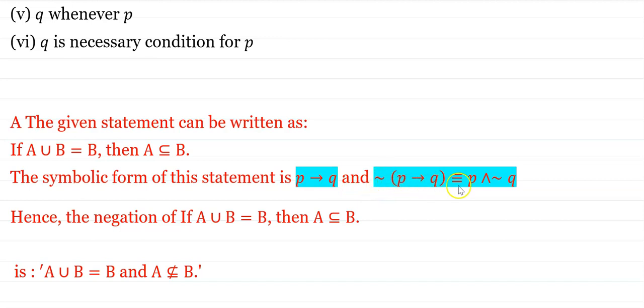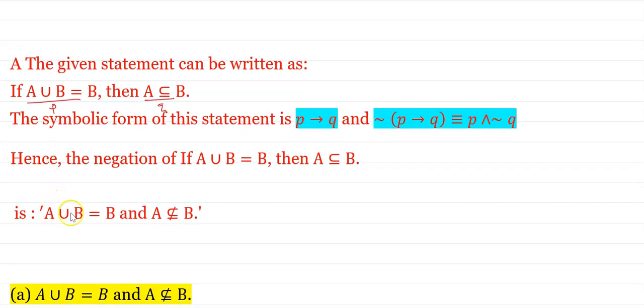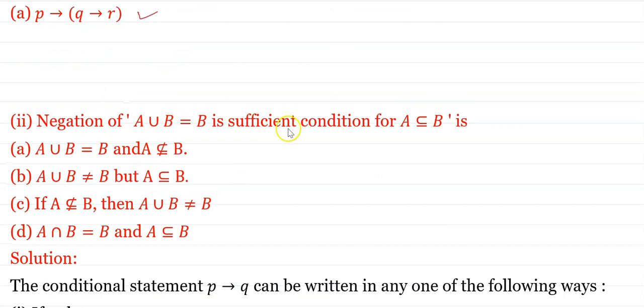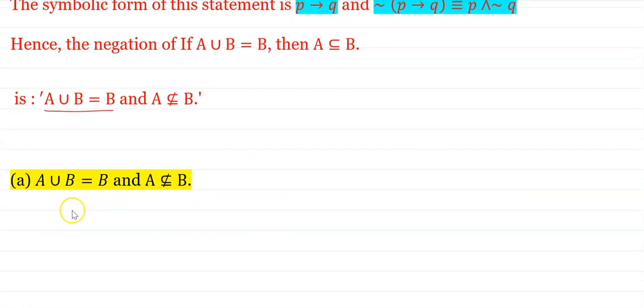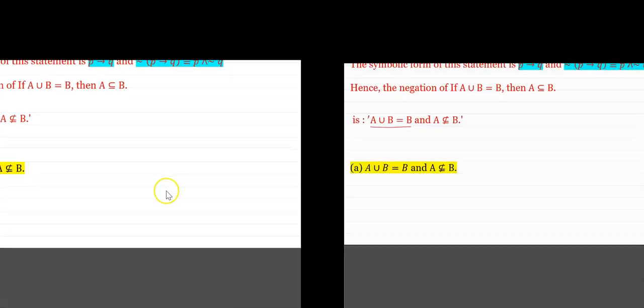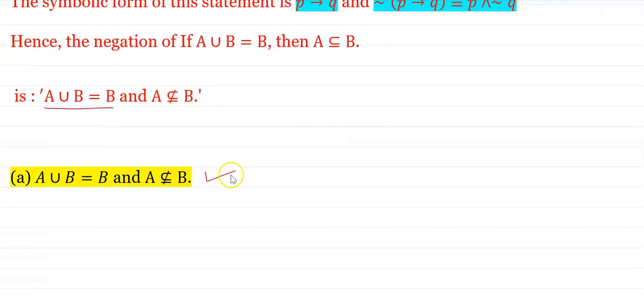Negation of P implies Q is equivalent to P and negation Q. This means the first statement is P and this is Q. We want to write P and negation Q. Keep this P as it is, meaning A union B is equal to B, but we require here negation of Q, meaning A is not a subset of B. Hence the negation of this given statement is A union B is equal to B and A is not a subset of B. That is, option A is the correct one.